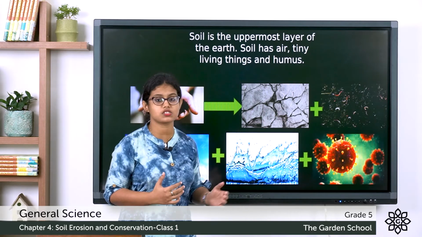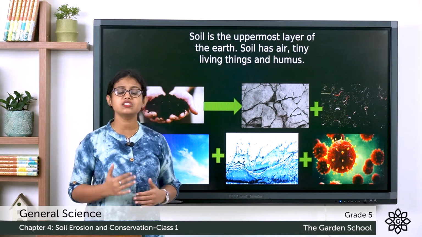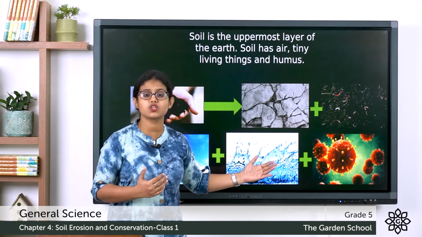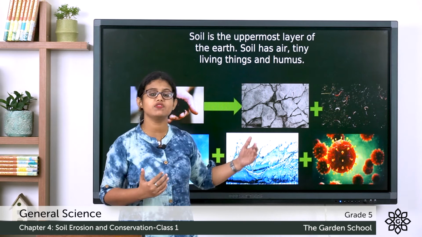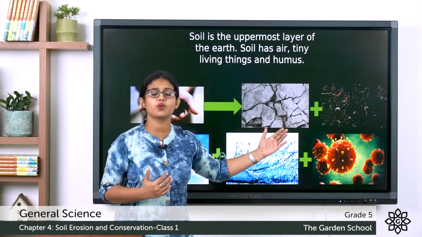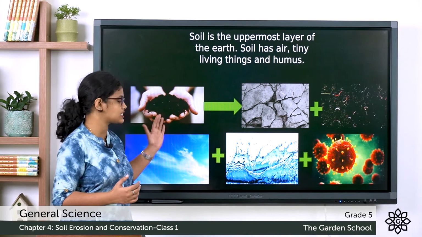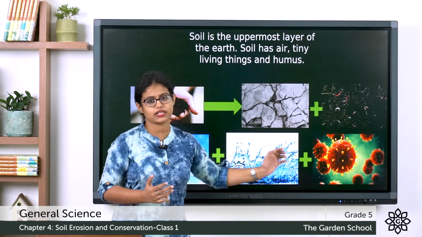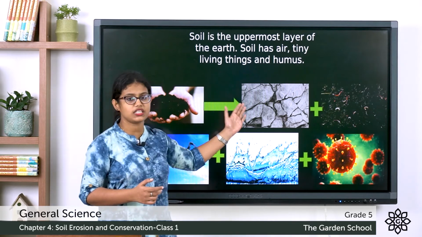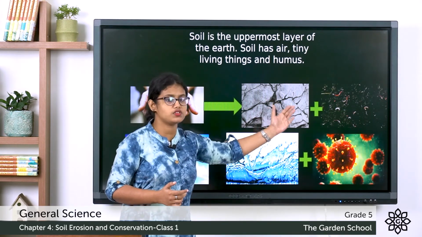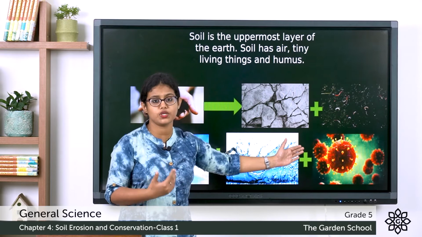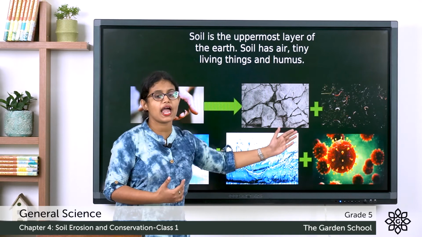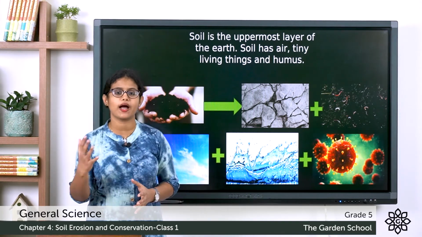It even has humus. Do you know what humus is? Humus means dead remains of plants and animals. It makes the soil fertile, and it even keeps the soil wet for a long period of time. Then it has air, water and living organisms like bacteria. So the soil contains broken rocks, dead remains of plants and animals which we call humus, and it has air, water and tiny organisms like bacteria.